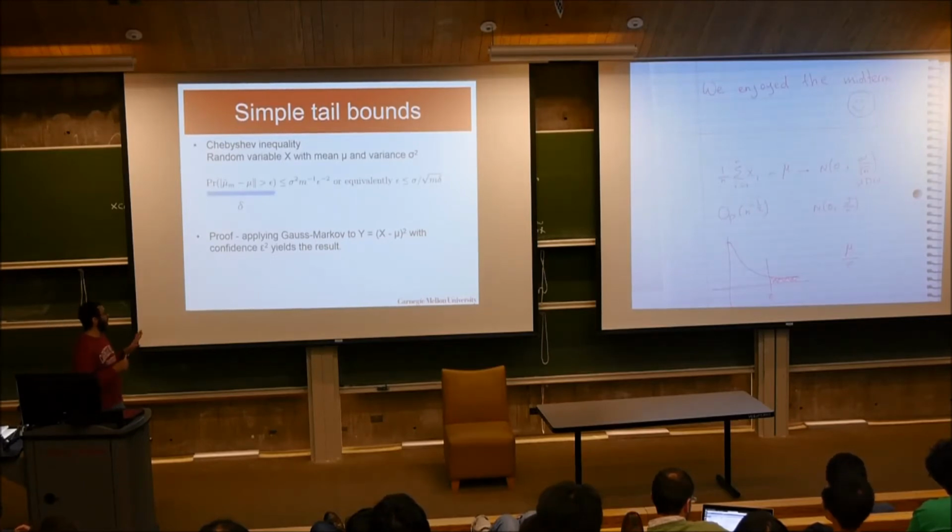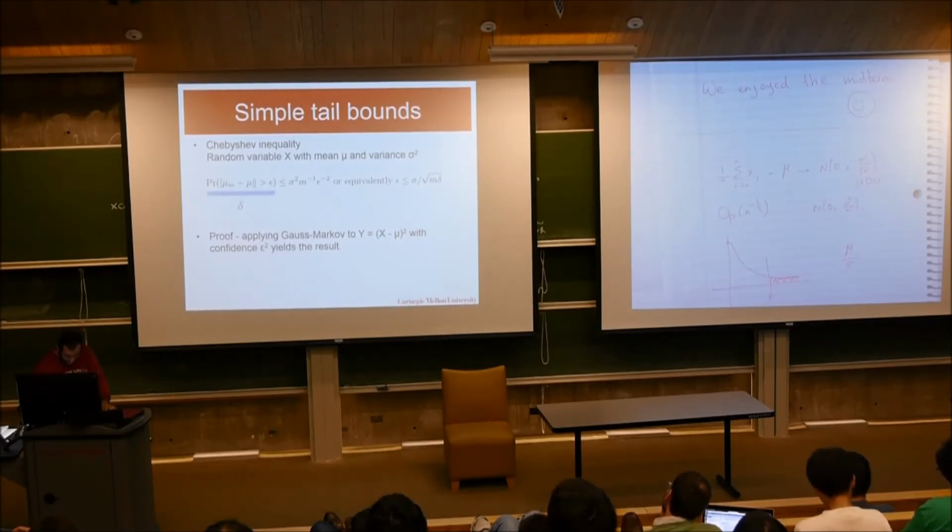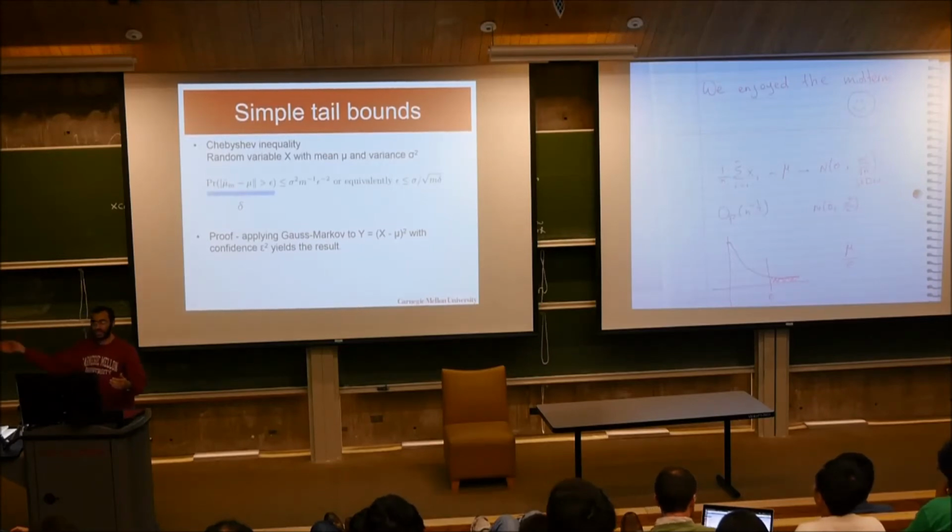You can prove this easily. If you just square everything, so if you square mu m hat minus mu, that becomes a non-negative random variable. You apply Markov inequality, you get this result. So this basically tells you, as you increase the data, the probability that you overshoot or undershoot the true value by an amount more than epsilon decreases as you increase more data.